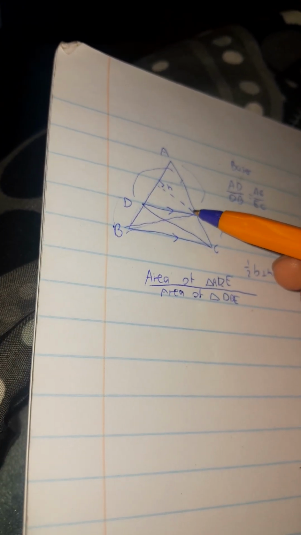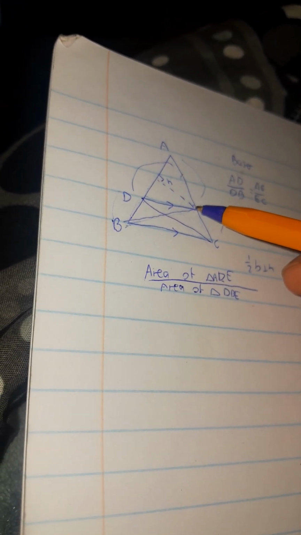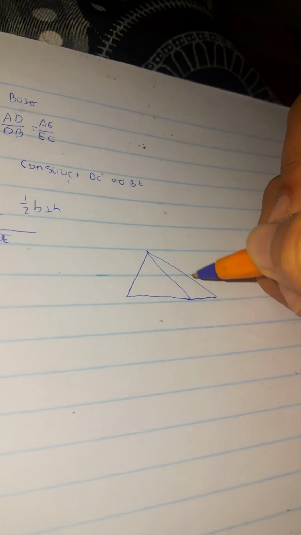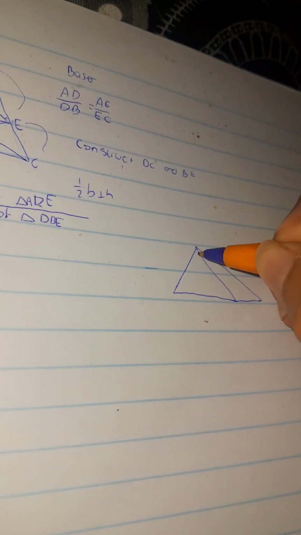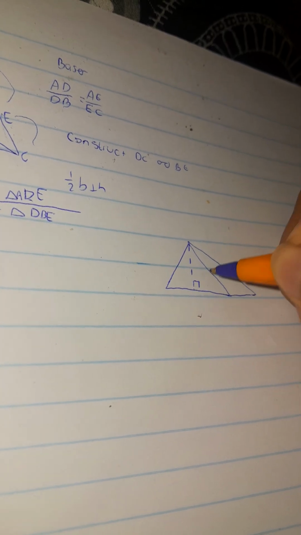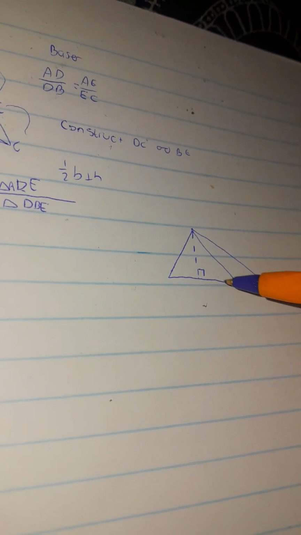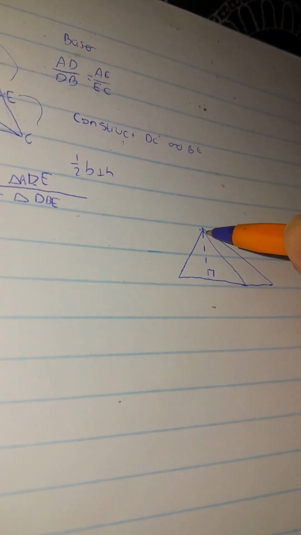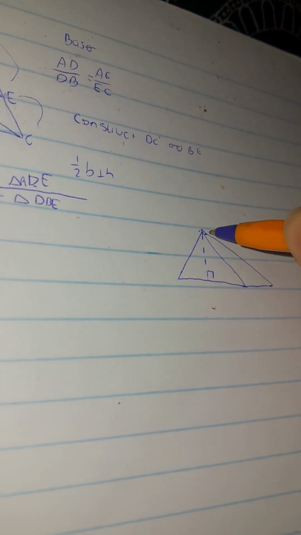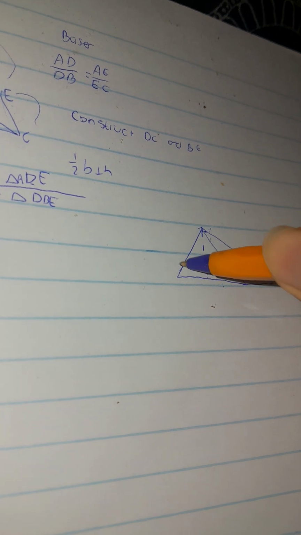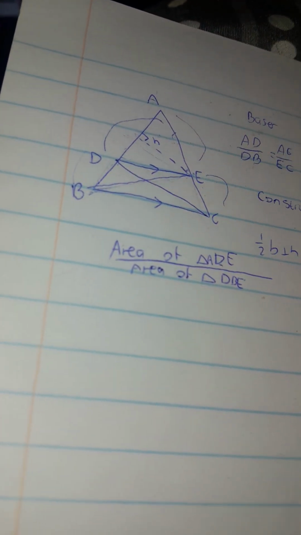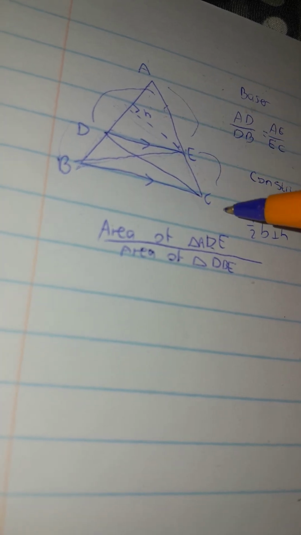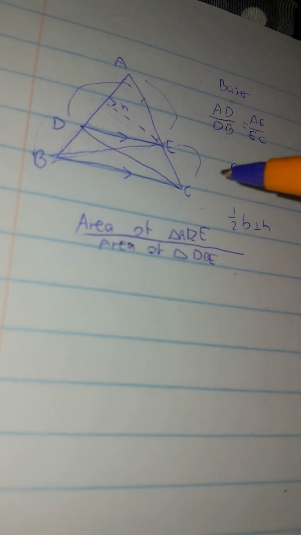Now when two triangles have exactly the same vertex, that's when the perpendicular height is exactly the same. If I had these two triangles, the perpendicular height of this is the same perpendicular height of this triangle as well. The height of this triangle is always from the top point downwards, right? So this height here is the same as the height in this triangle, and that's where this comes from. So ADE, the area of that over the area of DBE.